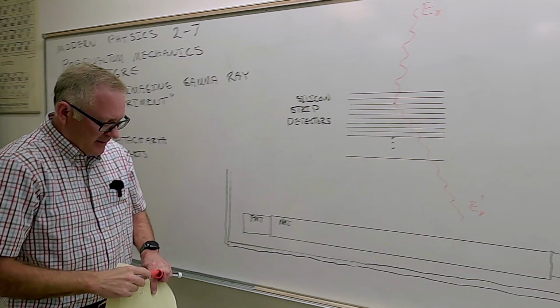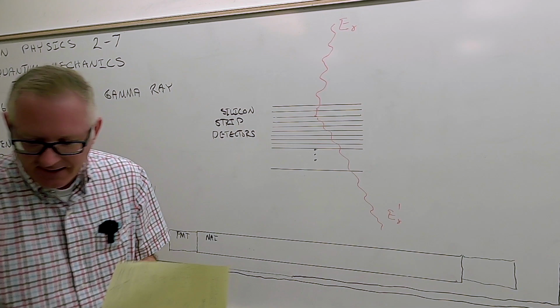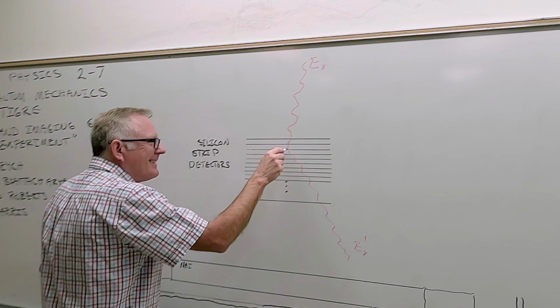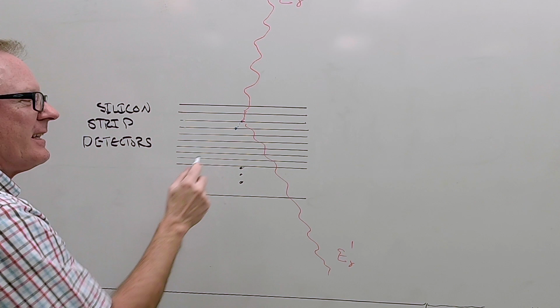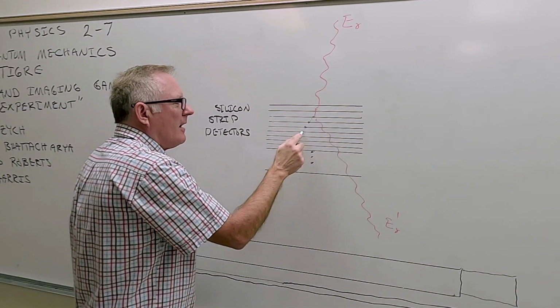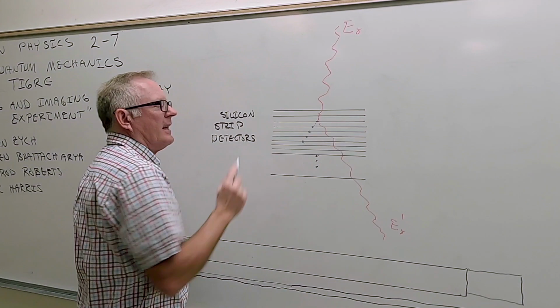Now, the electron that got hit, right here, well, maybe I'll put that in blue. The electron that gets hit in this silicon, a little thin sheet, only a third of a millimeter thick, goes through that silicon, comes out, goes to another silicon layer, goes to another one, goes to a number of them, depending on how much energy they have. Okay, so let's just say it goes down like this right here.